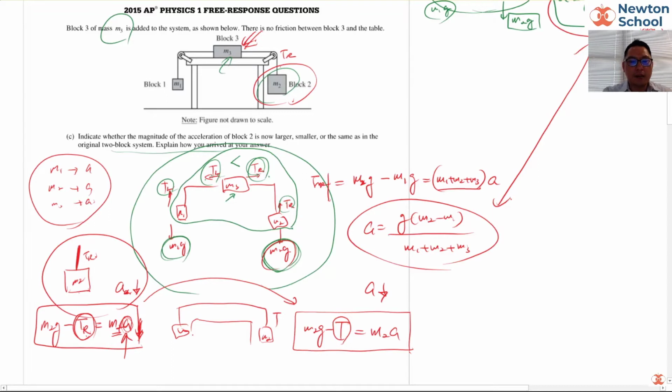So sometimes you'll be asked what happened to this tension compared to the original case. Once again, because you added M3, the overall acceleration is reduced. The reason is that from the point of view of M2, the force down is still M2G, which is not going to change, but since the tension increased, your acceleration decreased. That's another way to think about it. So I want you to think about it in terms of M1 too. Let's think about what happened to tension. I'll just give it to you as a question, and probably I'll ask you next time I see you.